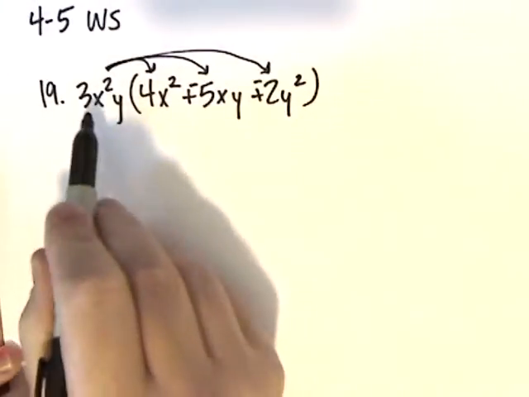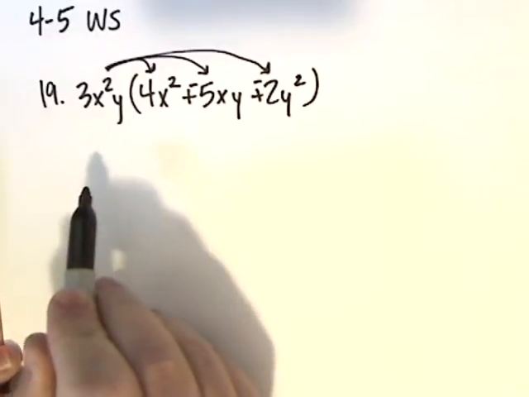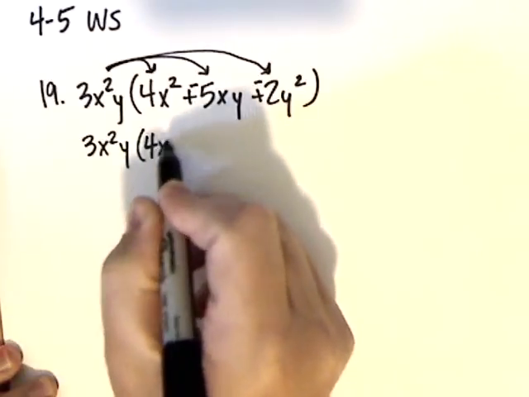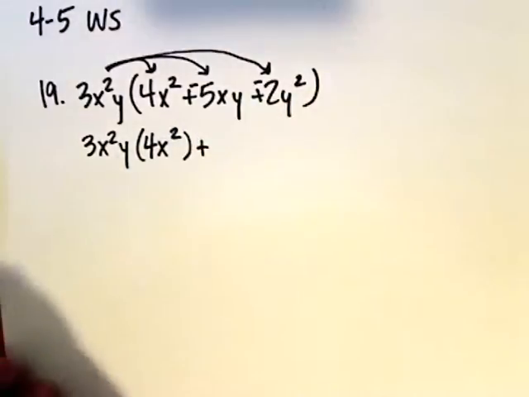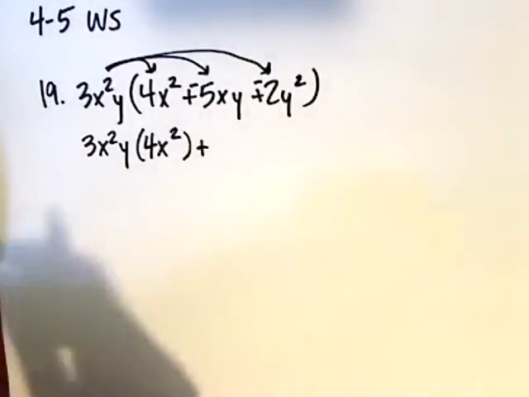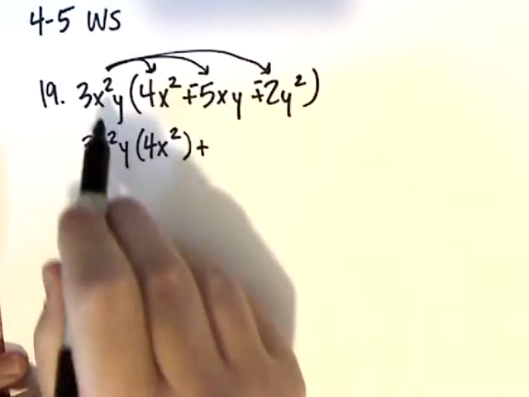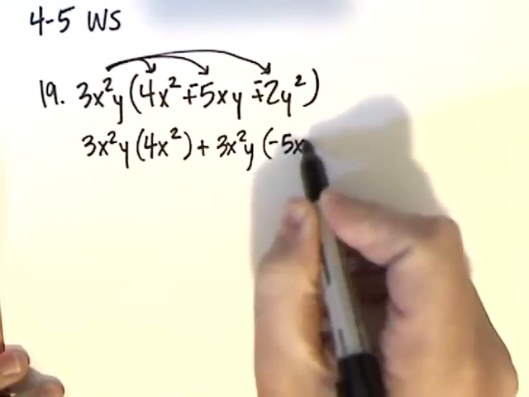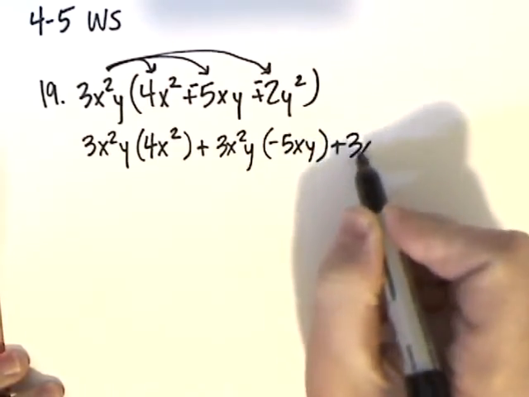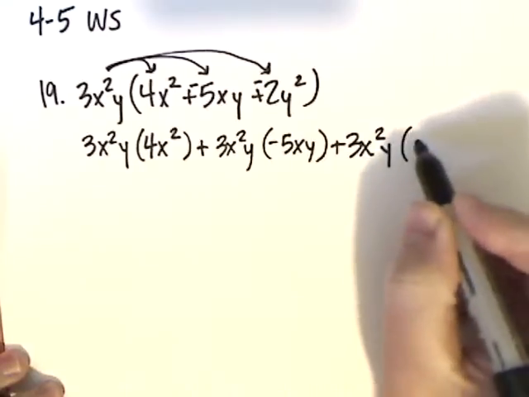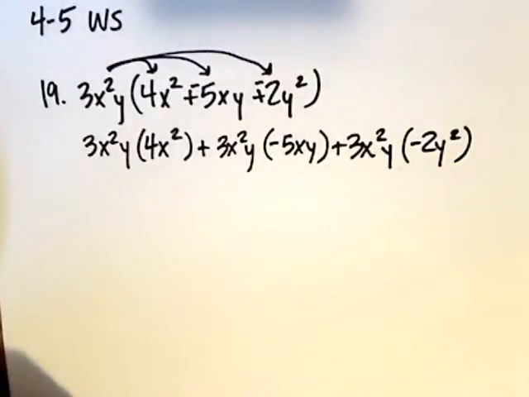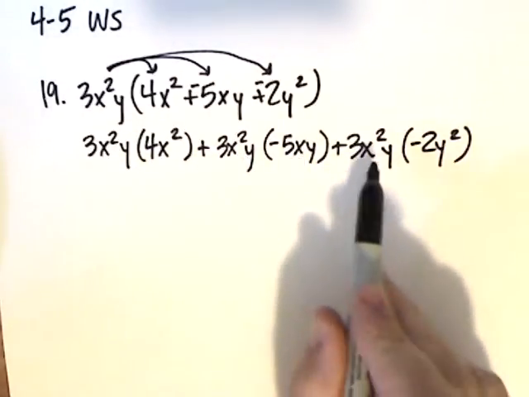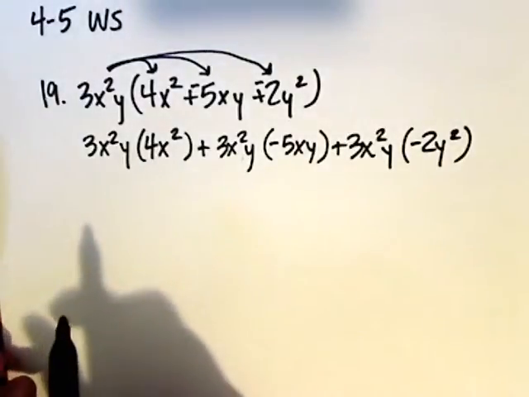So the first thing I'm going to do is multiply 3x squared y times 4x squared. Now I'm going to write this out for you. You wouldn't have to do this every time you work a problem like this, but I think it does help at least a few times to do it like this so you get an idea of what you're going to be doing. Then I'm going to take the 3x squared y times negative 5xy, and then the 3x squared y times negative 2y squared. Now I have three multiplication problems: a monomial times a monomial, monomial times monomial, monomial times monomial. I'm going to work each one of those out.